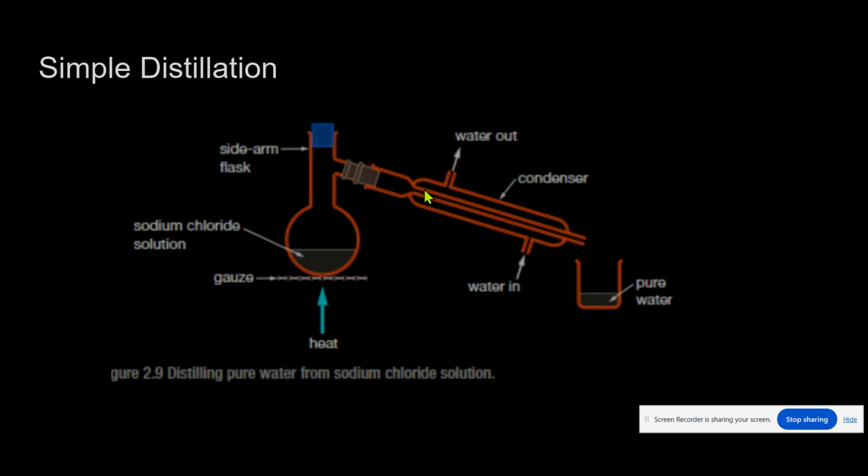It doesn't touch the steam. There's a separate entrance for the cooling water and the steam. So the water goes in and cools the steam and it goes out. And the steam gets cooled, so it becomes water. It's condensed, now it drops. And by droplets, you can collect the pure water. Okay. So this is simple distillation.